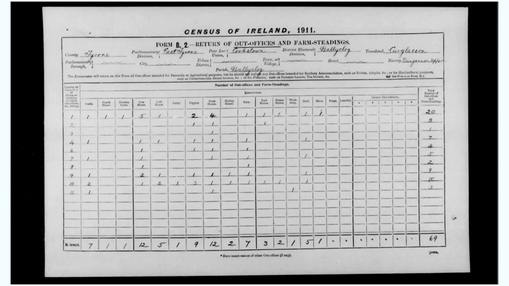The second form we'll be looking at is Form B2, the return of out offices and farmsteadings, that is, the outside buildings associated with the house. Not all outbuildings were included. The form makes clear that it was only to be used for buildings intended for domestic or agricultural purposes.